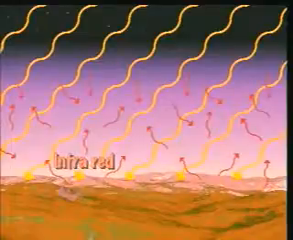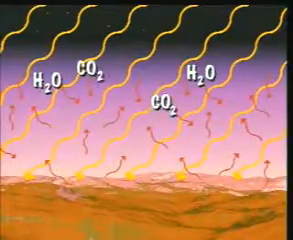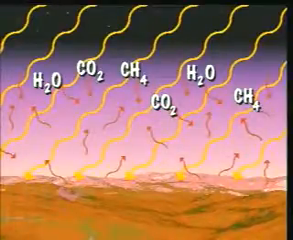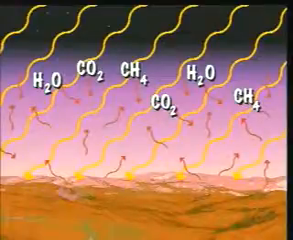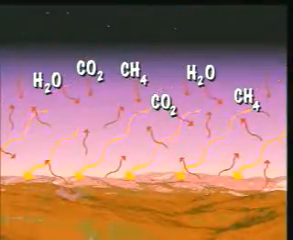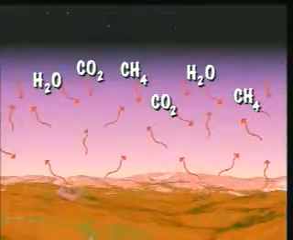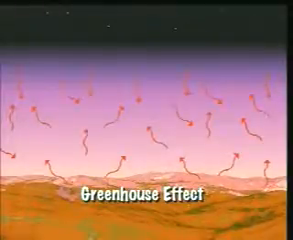Sunlight warms the surface of the Earth, which then radiates at the infrared wavelength up into the atmosphere. Some of this infrared radiation is absorbed by water vapor, carbon dioxide, methane, and other gases in the atmosphere, causing it to warm. Eventually, all the infrared radiation goes back out into space, but these greenhouse gases, as they are called, have slowed it down. This is called the greenhouse effect.